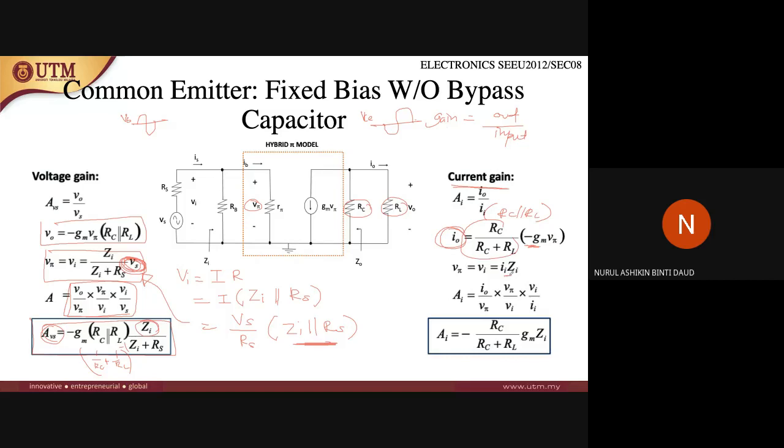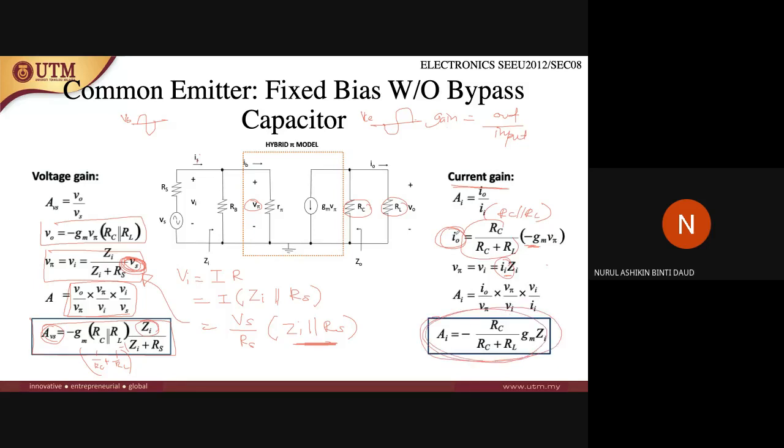I think in this case it is here. I at the input times the input impedance Zi. And then from here, rearrange it again, make I the subject, and then you will get the value of the current gain, which is this.